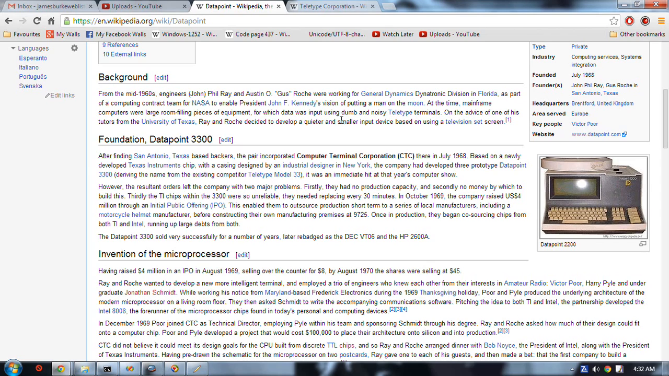Because when I first showed up at the university, they were still using punch cards. So they had only just stopped using punch cards, and that would have been 83. And we're talking about the 1960s.